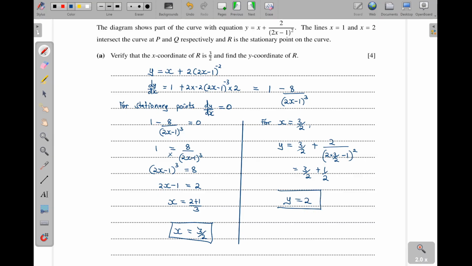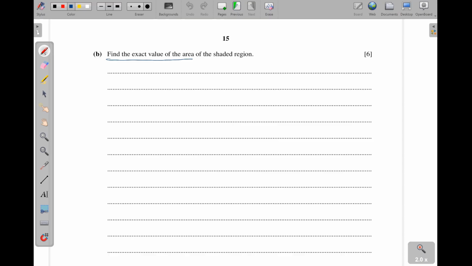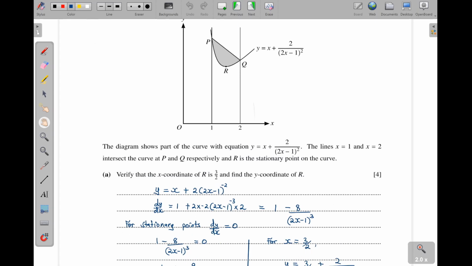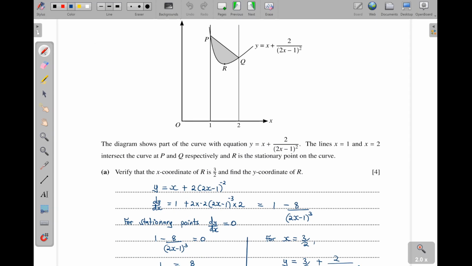As simple as that. Then part B, find the exact value of the area of the shaded region. Now when we check back here, the area of this shaded region, we can actually see that this is a trapezium, right? So I can say area of this trapezium, then minus area under the curve, okay? From this point here to this point here, okay? So that is that. So we need to know the x-coordinates here, but the x-coordinate of R is this 3 over 2. Now, what is the x-coordinate of P? Well, it is here, 1 and then the 2.